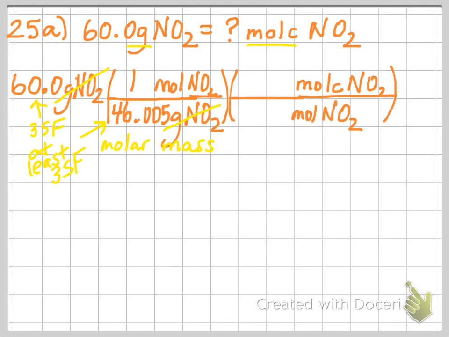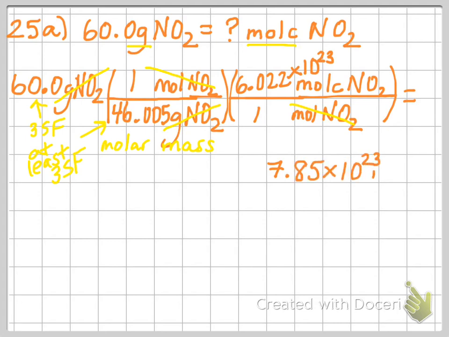Again, I look at my tool on my toolkit. The number in front of moles is easy, it's 1, and in front of molecules, it's Avogadro's number. Again, looking at my units here, moles and moles are crossing out, so I'm going to be left with my answer in the units of molecules NO2, which is what I want. When you do this on your calculator, again, because I want 3 significant figures at the end, you should get an answer of 7.85 times 10 to the 23rd molecules of NO2.